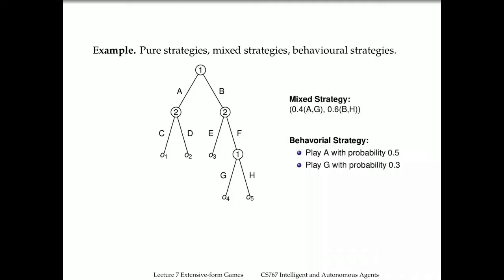However, a behavioral strategy is slightly different. It could say that when he's at the first node, he's mixing 0.5 of A with 0.5 of B, and then at the second node, he's mixing 0.3 of G with 0.7 of H. That corresponds to strategy at a more behavioral level: when the game unfolds and the player reaches a certain node, that is the mixture of strategies the player adopts. That's what we call behavioral strategies.